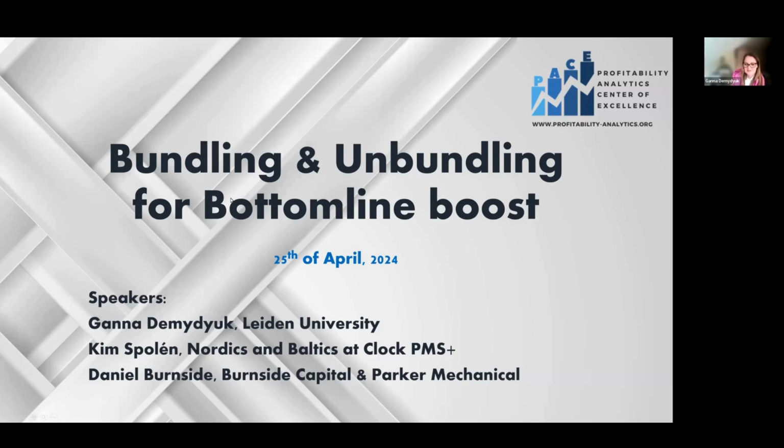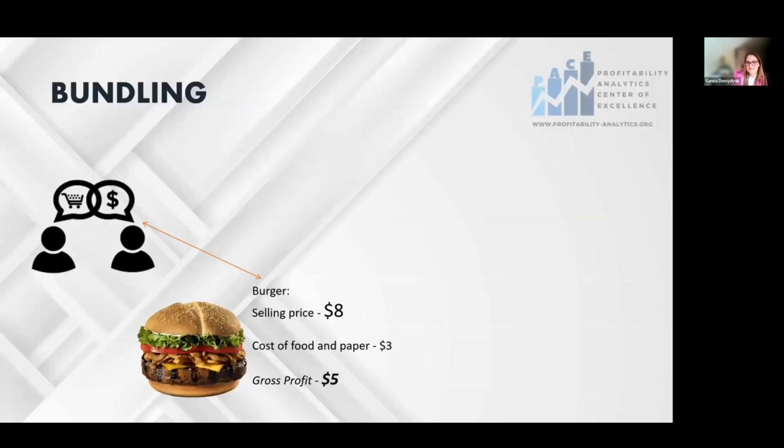Thanks for the introduction. I think we go straight to the point, and I would like to make a simple example that everybody understands and feels for. We have a hungry customer that has some money to spend and to make a purchasing decision, and there's a burger. The selling price of a burger is $8, and the cost of production is $3, so we are aiming for a gross profit of $5.